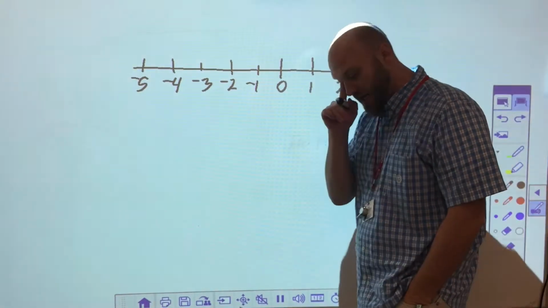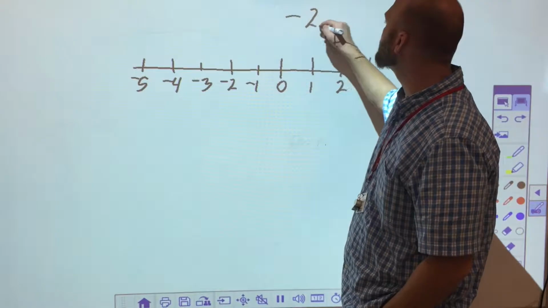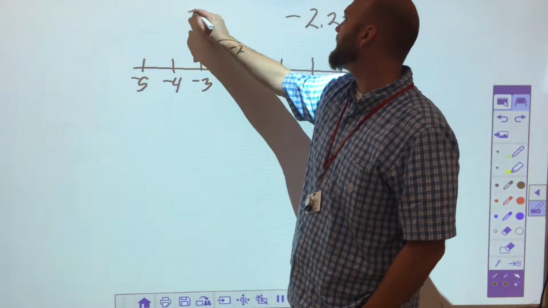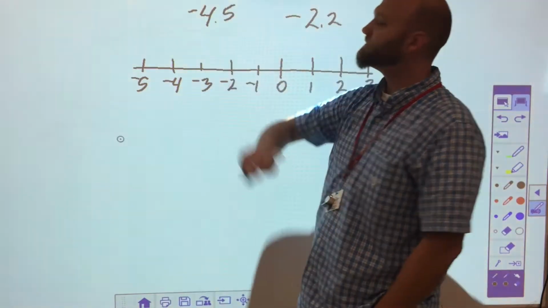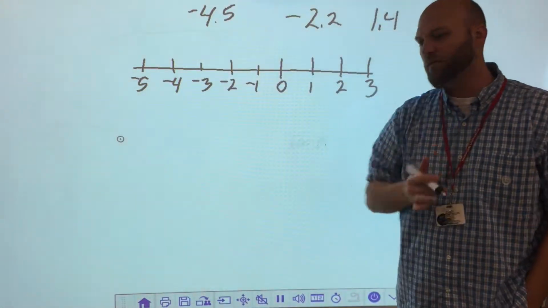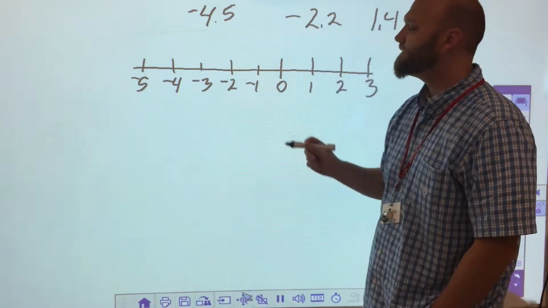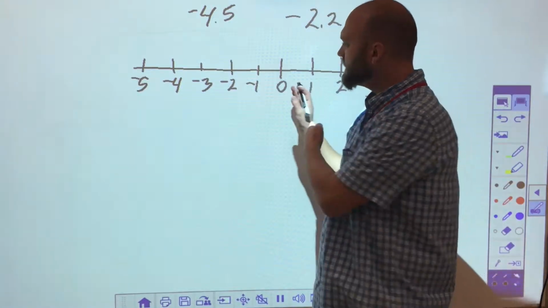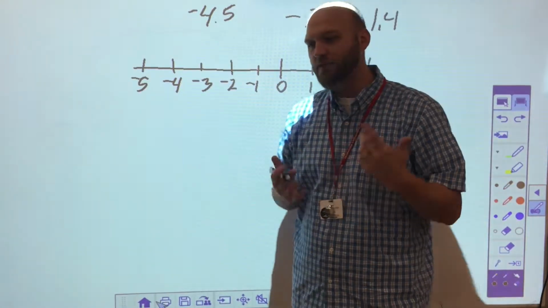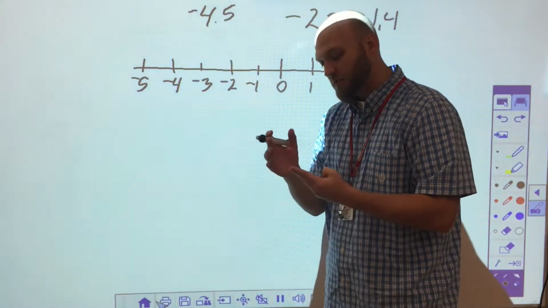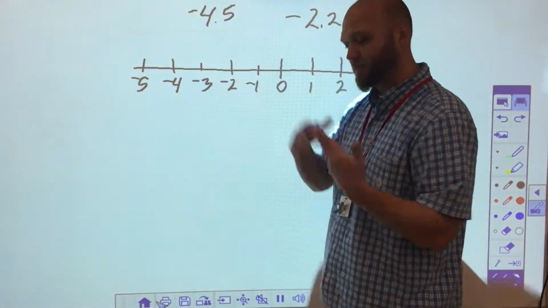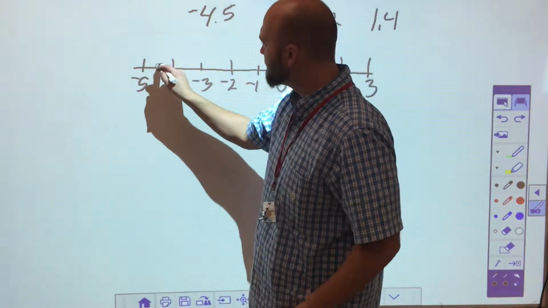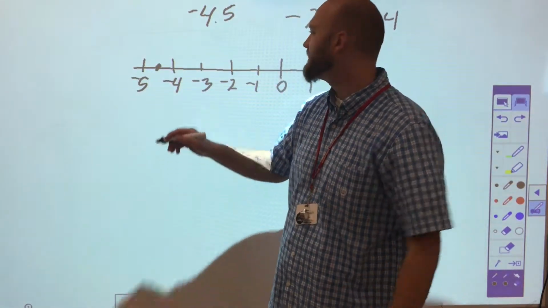So if I'm looking at a number line and I want to graph some numbers, let's say -2.2, 1.4, and -4.5, right? Just grabbing some numbers and we're going to look at them. So if I look at -4.5, first thing I need to do is negative, so I'm going to be to the left of zero. Come all the way down and I say 4.5 is between what two integers? Well, it's between 4 and 5. So -4.5 will be between -4 and -5. About halfway right in here. We don't have to be incredibly accurate.